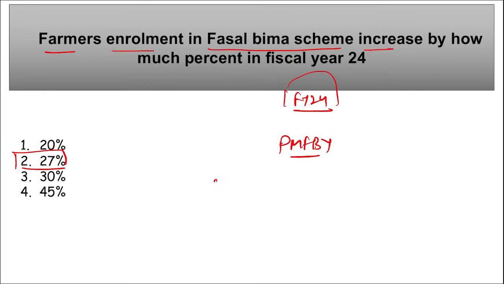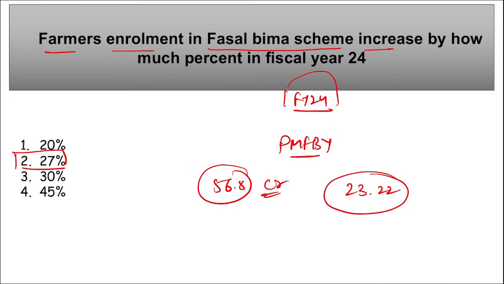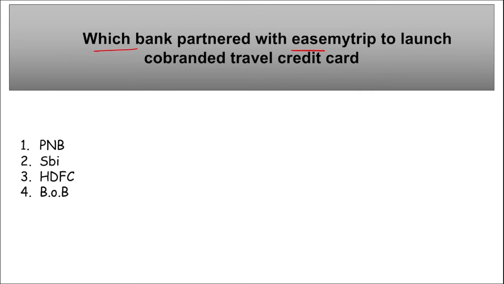And so far around 56.8 crore farmers have enrolled under Pradhan Mantri Fasal Bima Yojana, and more than 23.22 crore farmers have received the claims for the same, right? So take a note of this. Pradhan Mantri Fasal Bima Yojana is a central sector scheme launched by the Ministry of Agriculture and Farmers Welfare. It was launched in 2016, and this is the world's third largest insurance scheme in terms of premiums.